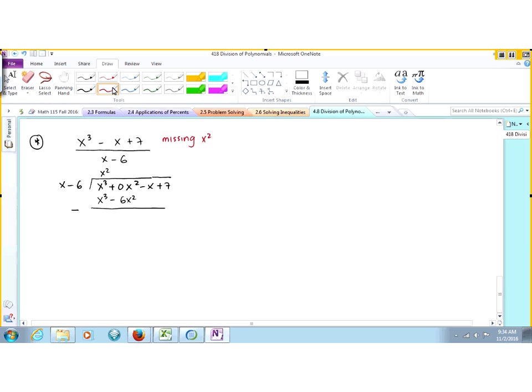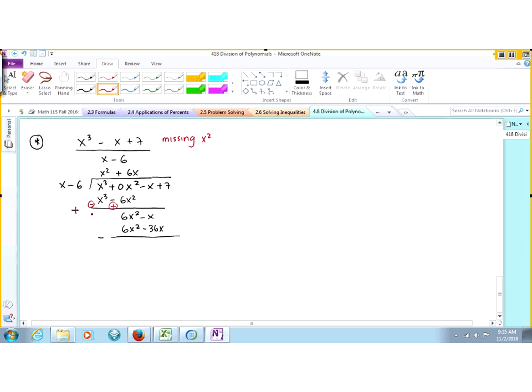And then we subtract. So instead of subtracting, we add with the opposite. Yes. So x cubed minus x cubed, and what about these? 6x squared, bring down the x. What next? 6x squared divided by x, which is plus or minus? Plus 6x. Good. Now, 6x times x minus 6. What's that? 6x squared minus 36x. And then we subtract.